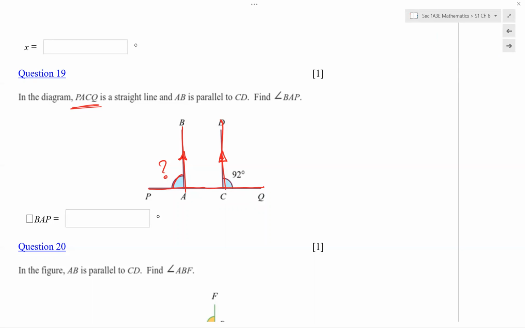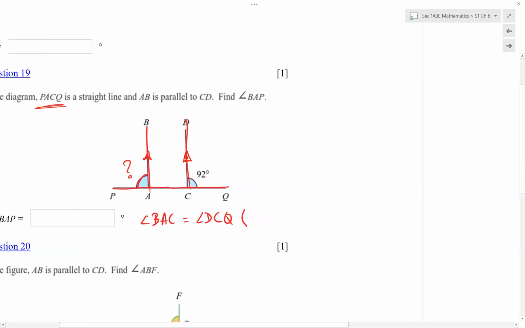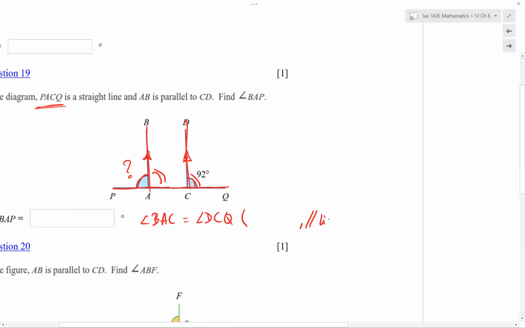Angle BAC equals angle DCQ. Okay. Then bracket adjacent angle. No, it's not adjacent. You are trying to say that this angle equals to this angle, right? Yeah. So what is the reason over here? Why are they the same? Parallel. Parallel lines, okay, you've got half of it.